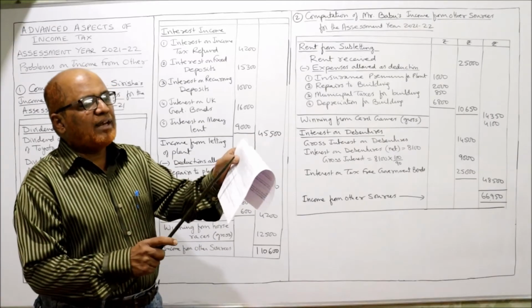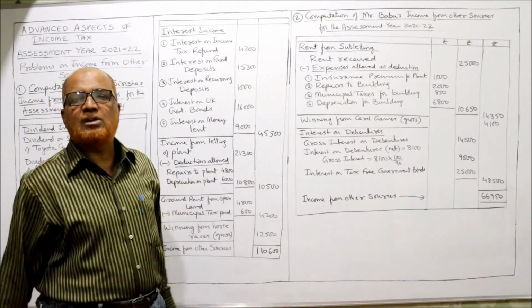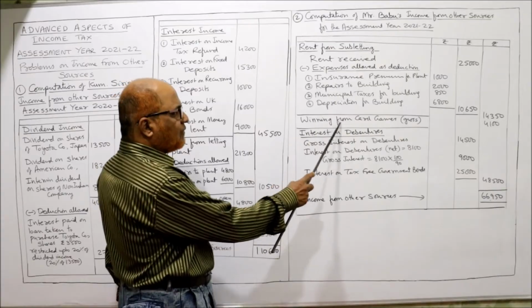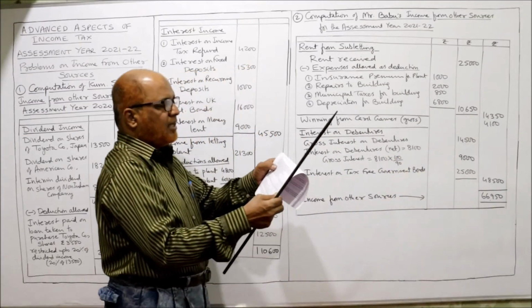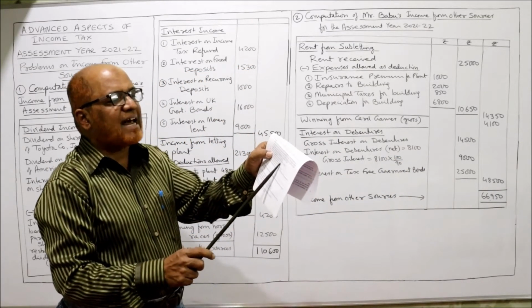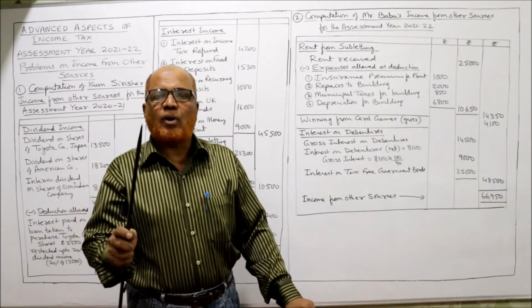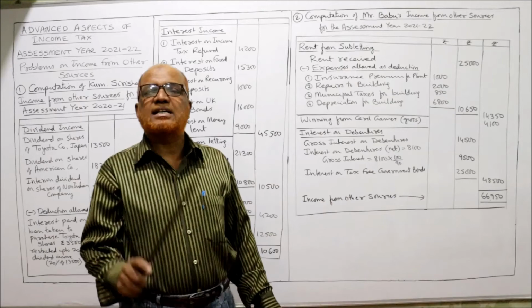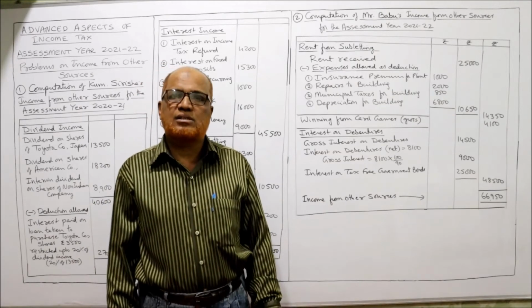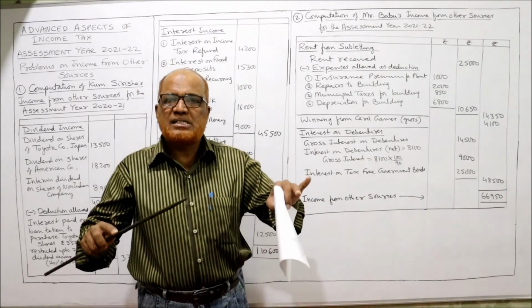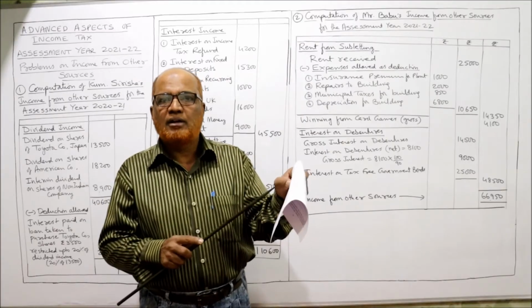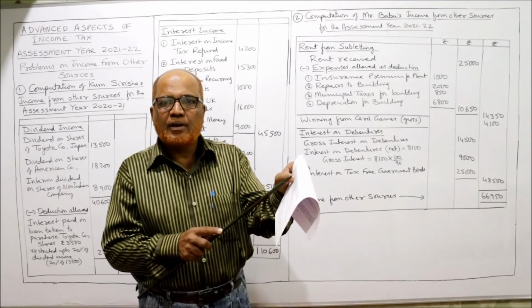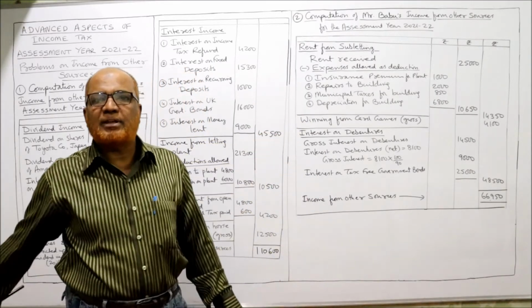Then second one, winning from card games 4,100. Directly I have taken winning from card games 4,100. Then profit from smuggling the sandalwood business. The profit from smuggling the sandalwood business is taxable under income from business, profits and gains of business and profession, PGBP. In that PGBP it will come. So it will not be taken under income from other sources.